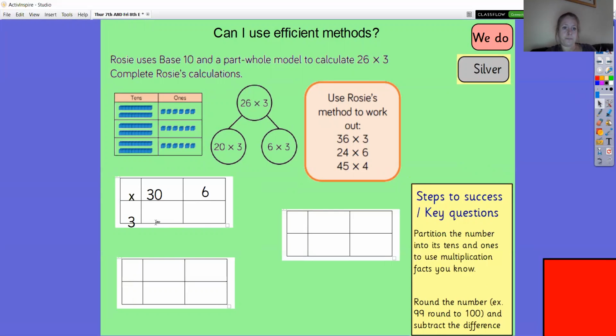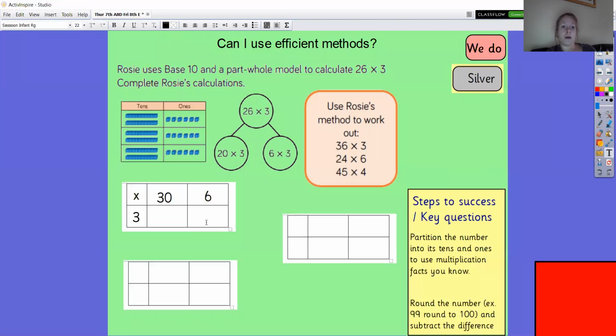And then, same as before, 3 times 30, or 3 times 3, and then multiply it by 10, up to you. So that's going to be 90. And then 3 times 6 is going to be 18. Let's put that one in there as well. And then we can add those together. And the same as before, I don't need to do a column addition to add those together. So I've got 90, add 18, makes 108. You could do the same for the others.